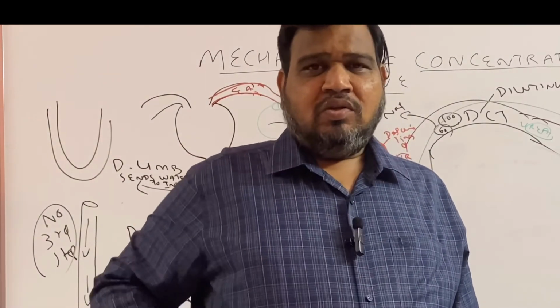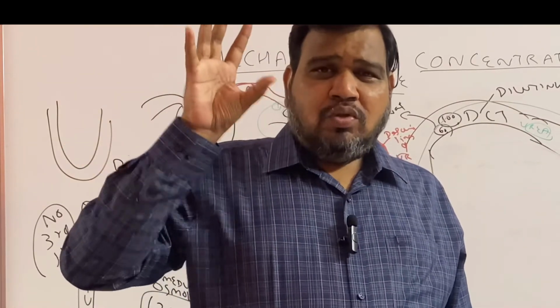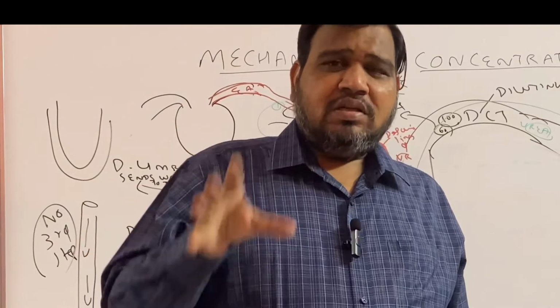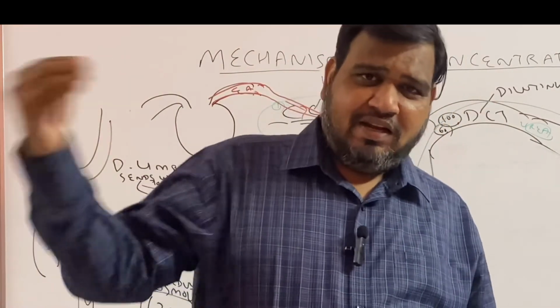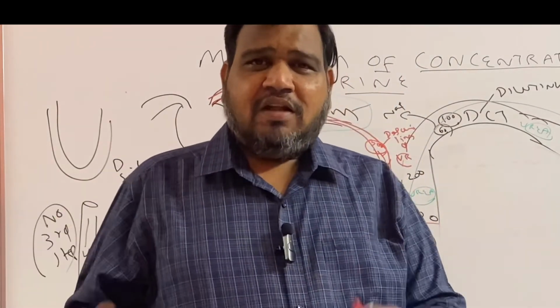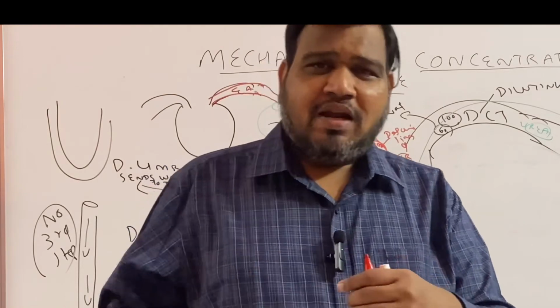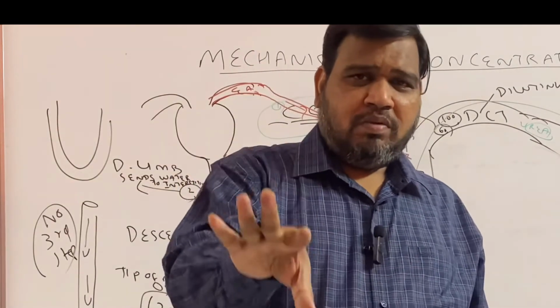That is the difference. If they specifically ask countercurrent multiplier, it is the loop of Henle. If they are asking how the urine is concentrated, it is countercurrent multiplier, which is the loop of Henle, as well as urea recycling, which is also helping. In fact, if urea recycling is not occurring, there will be only 600 milliosmoles. So another 600 milliosmoles is because of urea recycling. That also you should remember.